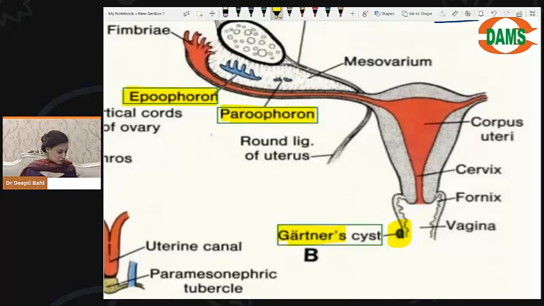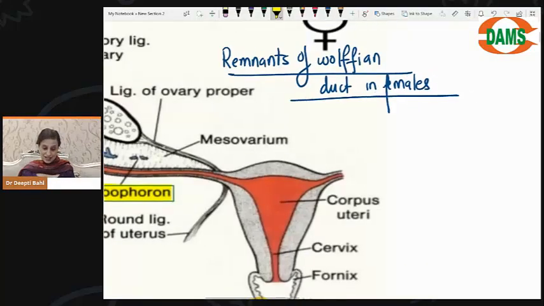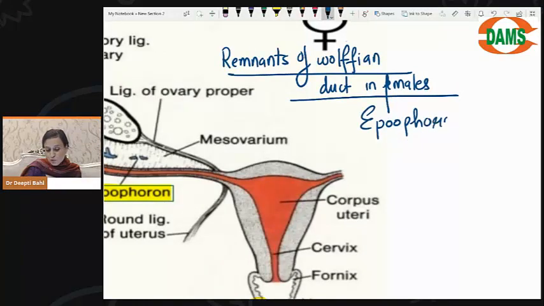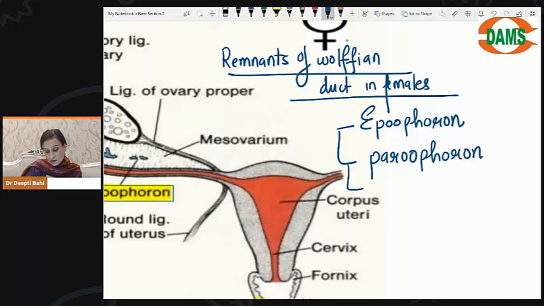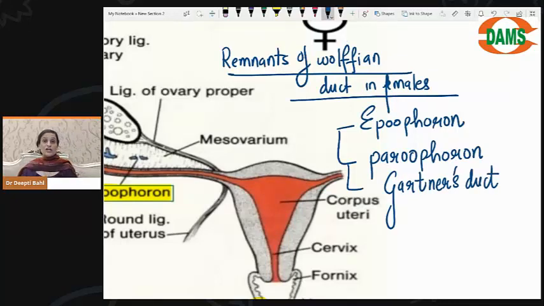So the three remnants of the Wolffian duct that you should know exist are the epoophoron, paroophoron, and Gartner's duct. Okay, very important. So these are the three remnants that we should know: epoophoron, paroophoron, and Gartner's duct.